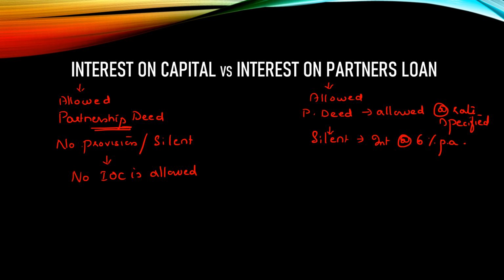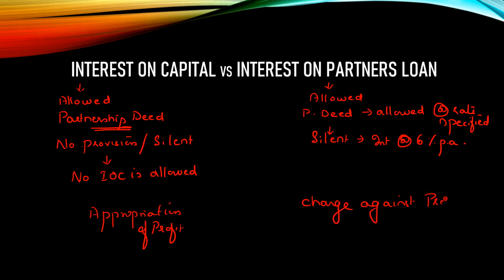Normally, the common mistake is that people confuse interest on capital with interest on partner's loan, and they provide 6% as interest on capital when the partnership deed is silent. That has to be avoided. Another point is that interest on capital is normally an appropriation of profit, whereas interest on partner's loan is a charge against profit.